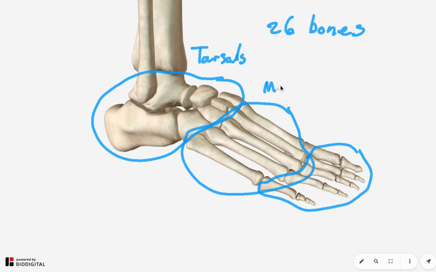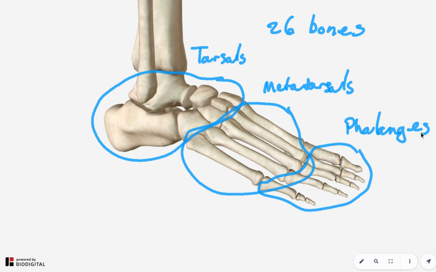So we have the tarsals, the metatarsals. Meta just means after or beyond. So these are further away from the center of the body than the tarsals. They're beyond the tarsals. And then we have our phalanges.